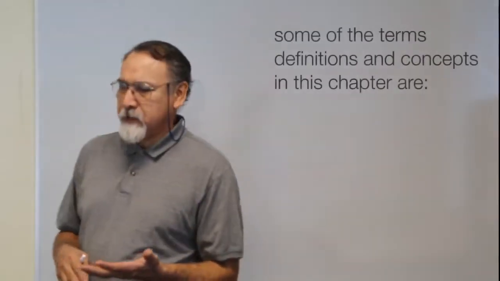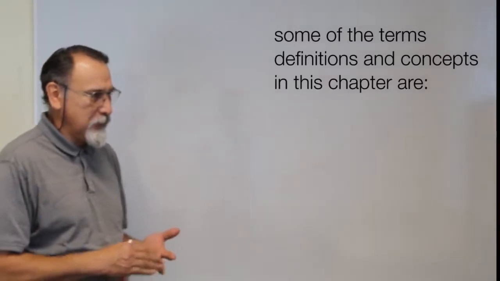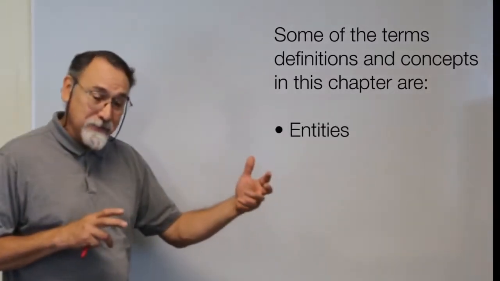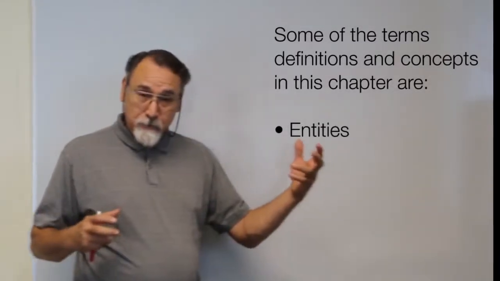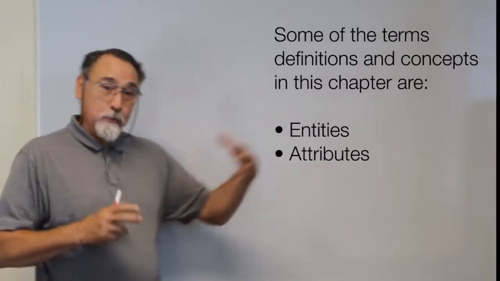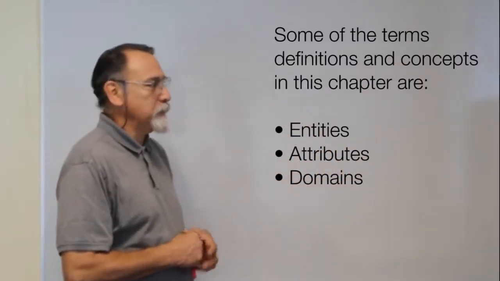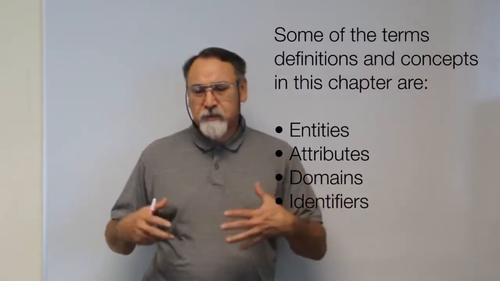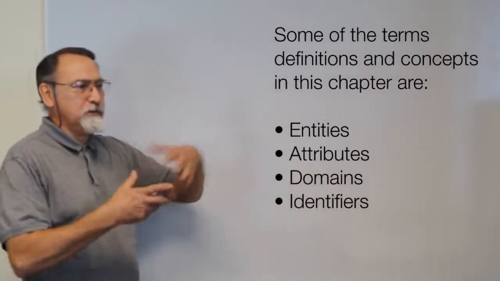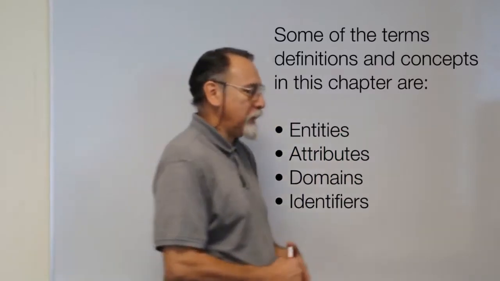Now, as in any process, when you begin with new ideas, this chapter will have new terms, definitions, and concepts. To deal with terms, definitions, and concepts, we'll be using entities, attributes, we'll be introducing domains, and we'll be using identifiers. So you have four general concepts that will be used to explain the process that we are doing.